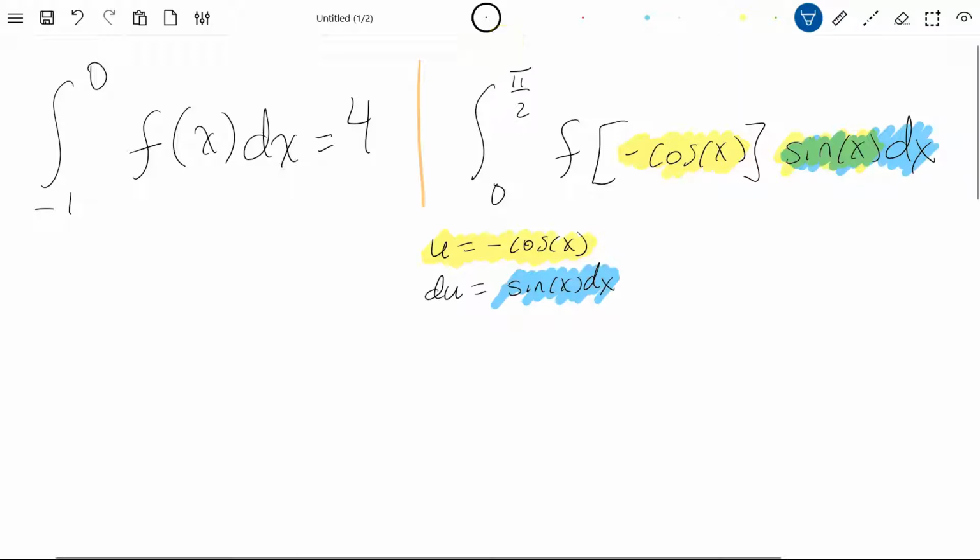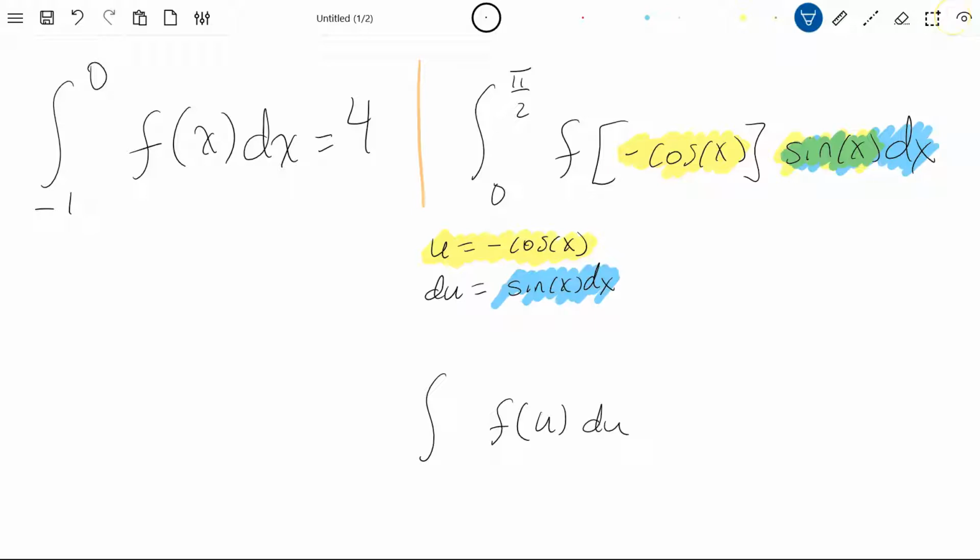So let's rewrite our integral as a first step. I will go as follows. I will go from f, and instead of writing negative cosine x, that's equal to u, that just becomes u. And instead of writing sine x dx, as you can see, that's just equal to du, so I'm going to put du over here in that position.